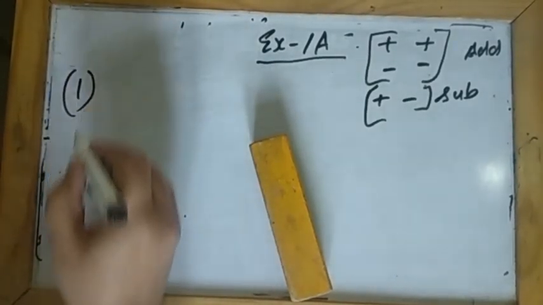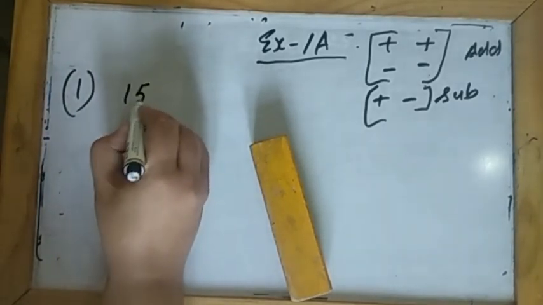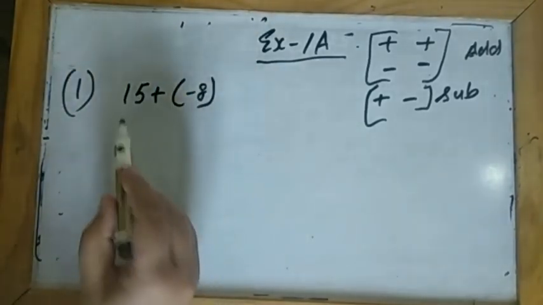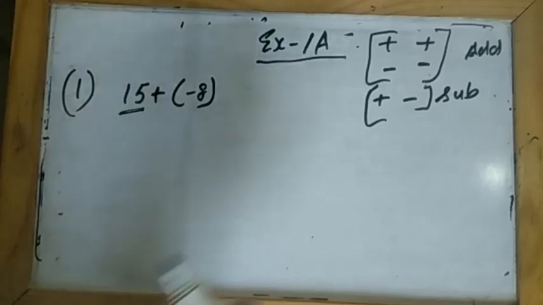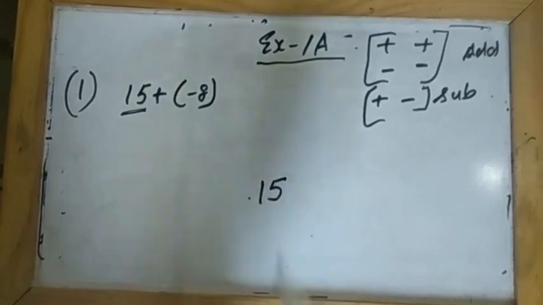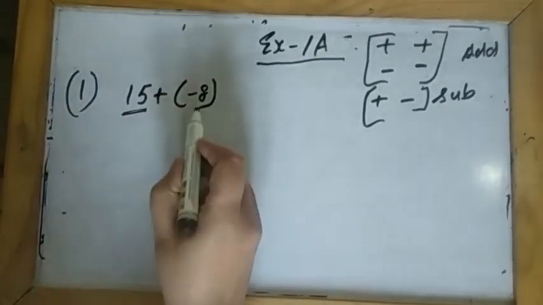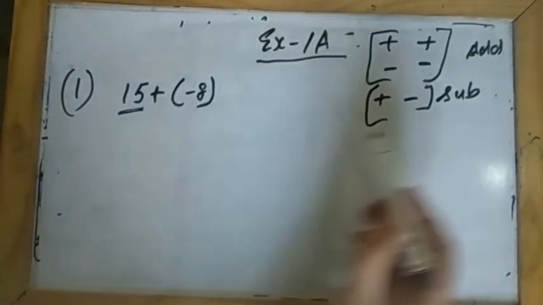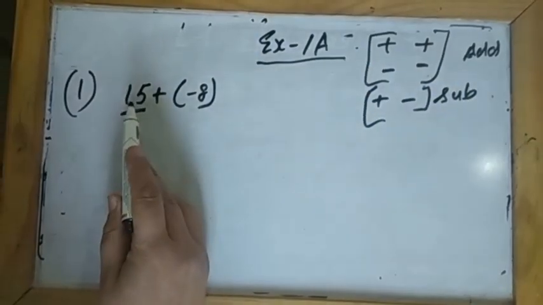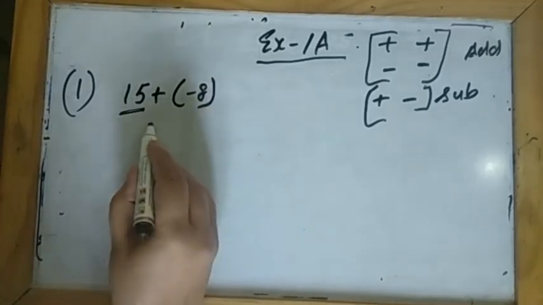In exercise 1A, the first question is evaluate. You have to add 15 plus minus 8. As you can see, one of the integers is positive. When you don't have any sign in front of the integer, it means it's positive. So this is a positive integer and this is a negative integer. I said if one is positive and one is negative, you have to subtract. So I have to subtract these two integers, 15 and minus 8. So you will get the answer 7.